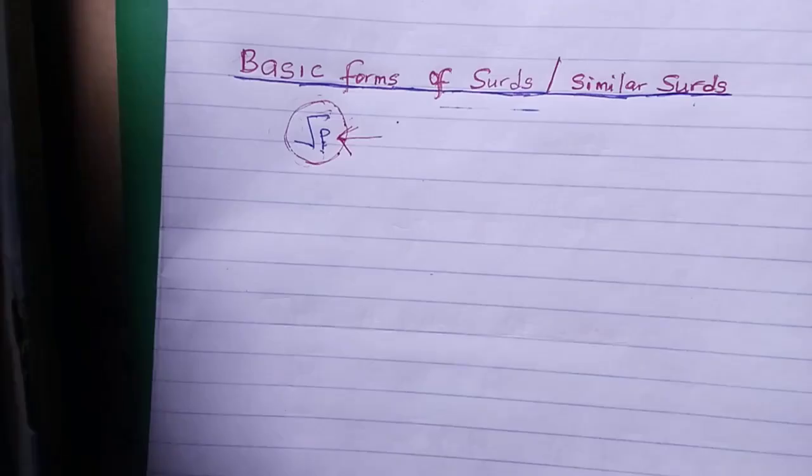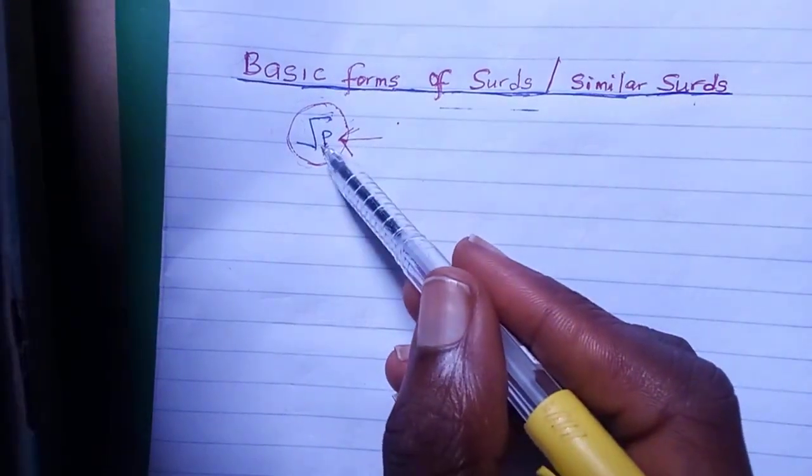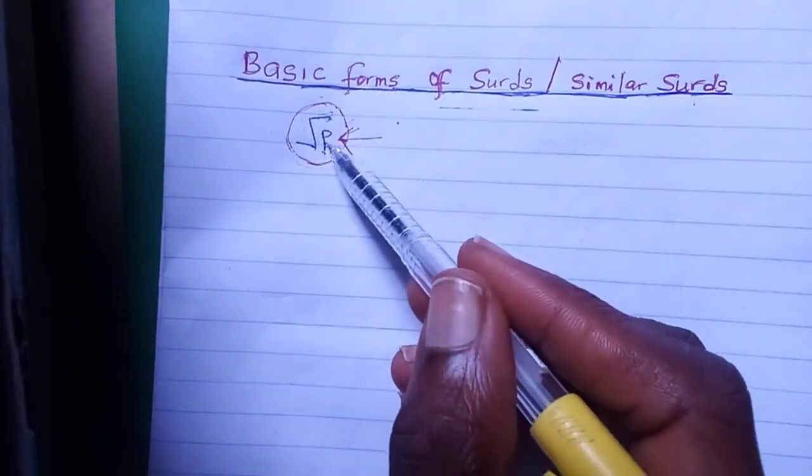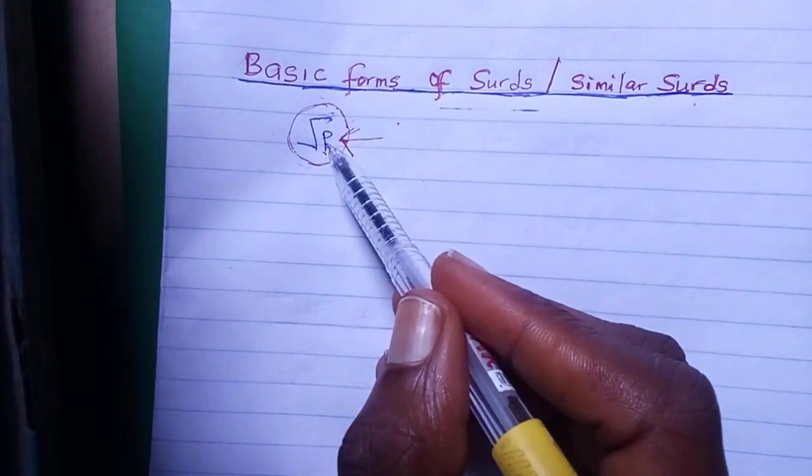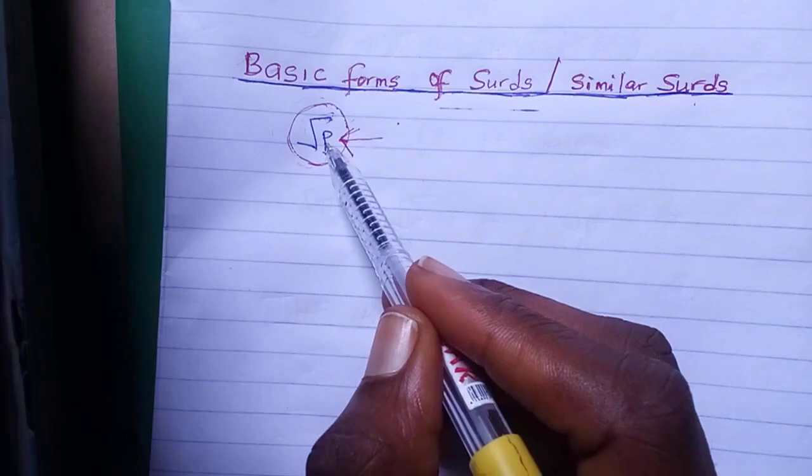In today's lesson, we're going to look at basic forms of surds and similar surds. Now, if I have a number p, root p is a surd, and p represents a number.